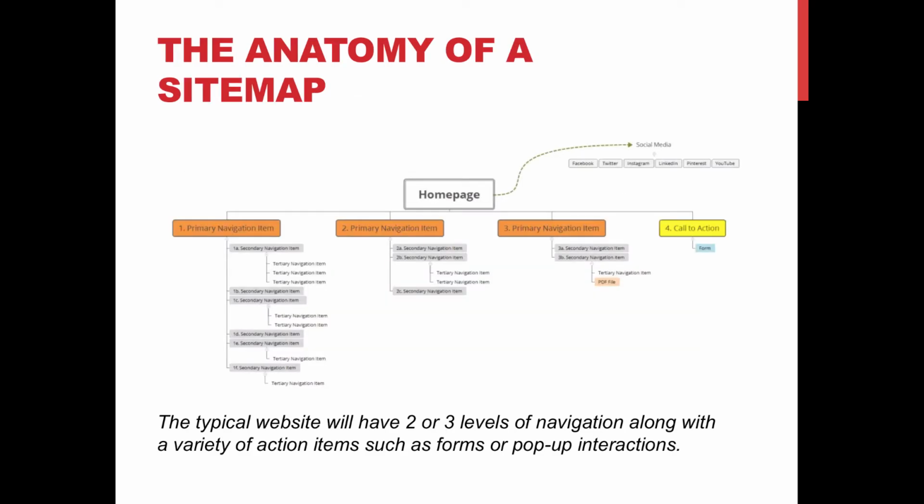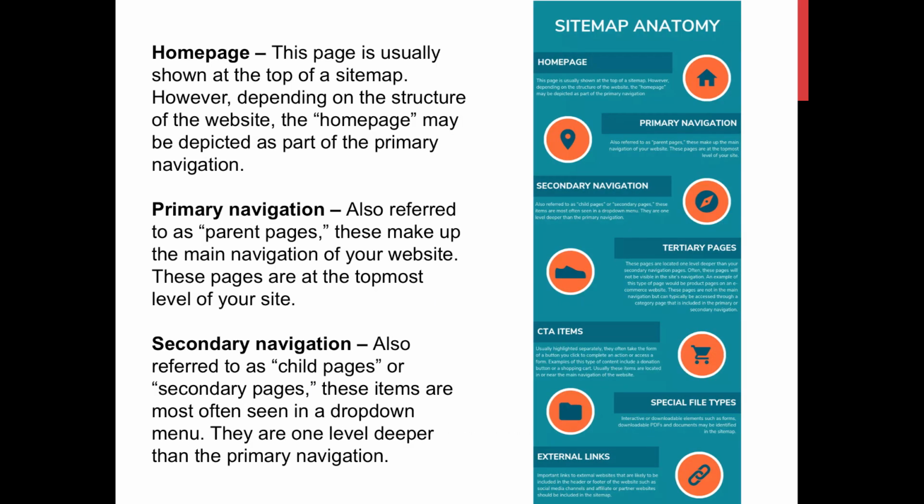The anatomy of a sitemap. A typical website will have 2 or 3 levels of navigation along with a variety of action items, such as forms or pop-up interactions. Your sitemap typically has a home page; it's kind of got to start with the homepage, and that's part of your primary navigation. Your primary navigation, also referred to as parent pages, makes up all your main level navigation of your website. These pages are at the topmost level of your site.